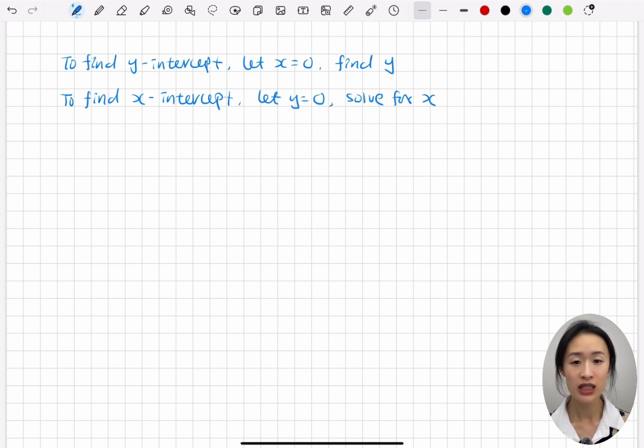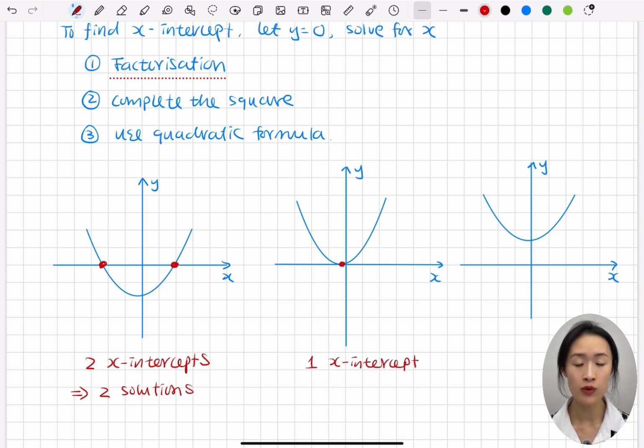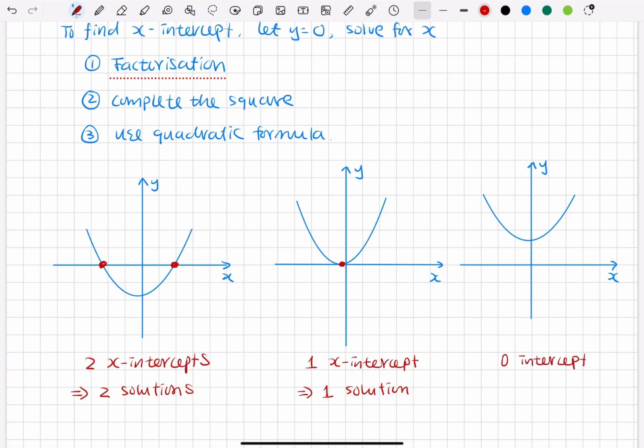There are three different ways of solving a quadratic equation. We can solve it by factorization, completing the square, or using the quadratic formula. When we solve for x, that is to look for the x-intercepts. There are also three cases. We could have two x-intercepts, which means this quadratic equation will have two solutions. We might have one x-intercept, which means we'll have one solution to the quadratic equation. And finally, if I don't have any x-intercept, that means I will have no real solutions.